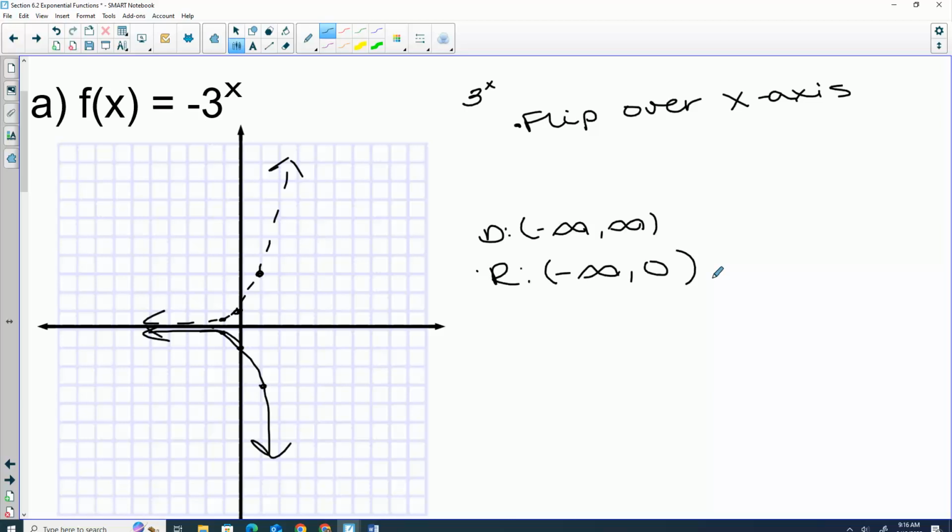How did you get 0 again? When I'm looking at this graph, it's starting down here, coming from negative infinity, and it stops when I get to our horizontal asymptote of 0. Yeah, I see what you're saying. Other questions?